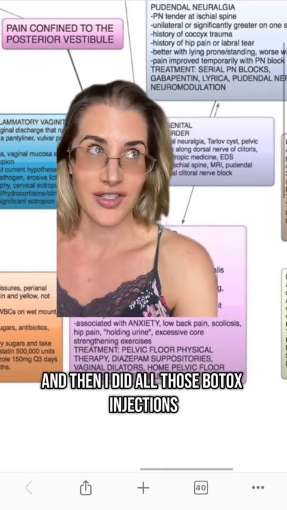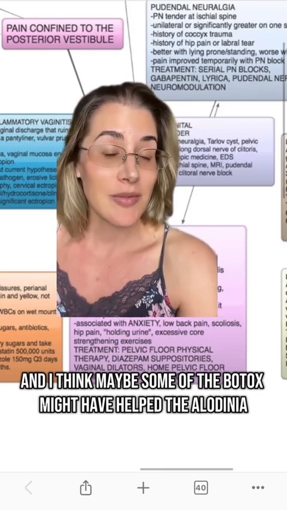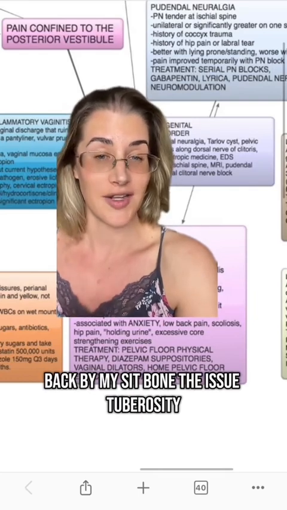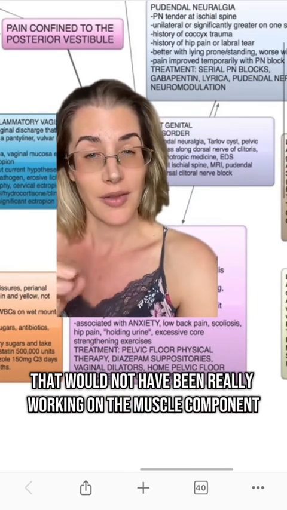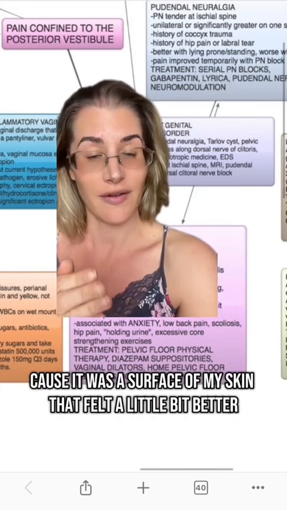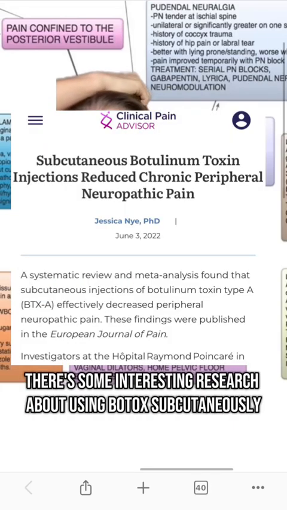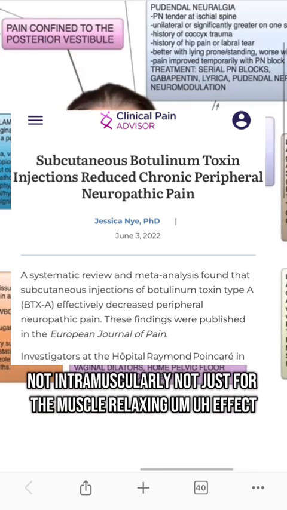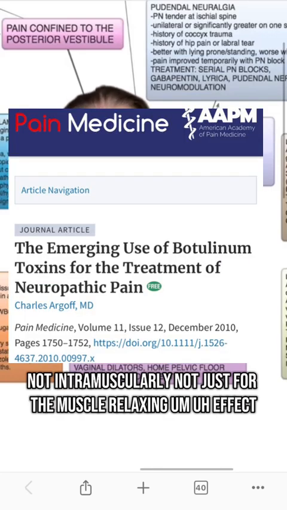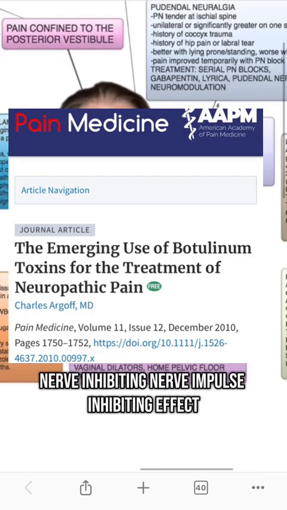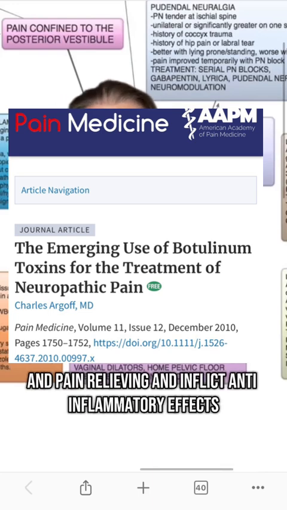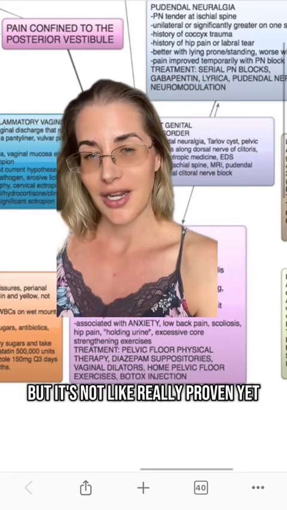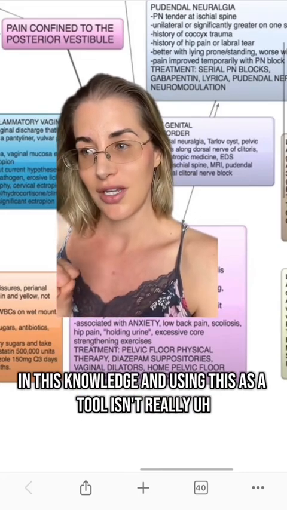And then I did all those Botox injections, and I think maybe some of the Botox might have helped the allodynia on the surface of my skin back by my sit bone, the ischial tuberosity. That would not have been working on the muscle component, because it was the surface of my skin that felt a little bit better. There's some interesting research about using Botox subcutaneously for neuropathic pain and other kinds of pain, not intramuscularly, not just for the muscle relaxing effect. Botox can have some nerve impulse inhibiting, pain relieving, and anti-inflammatory effects, but it's not really proven yet, and using it as a tool isn't widespread yet.